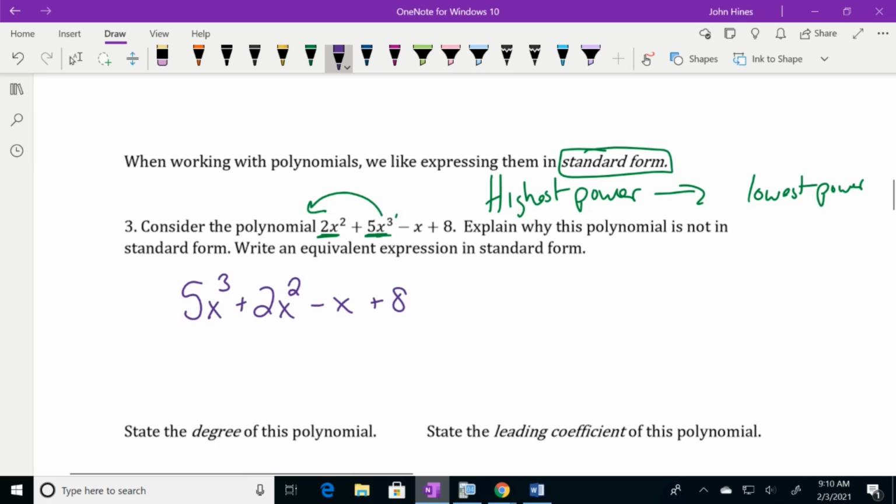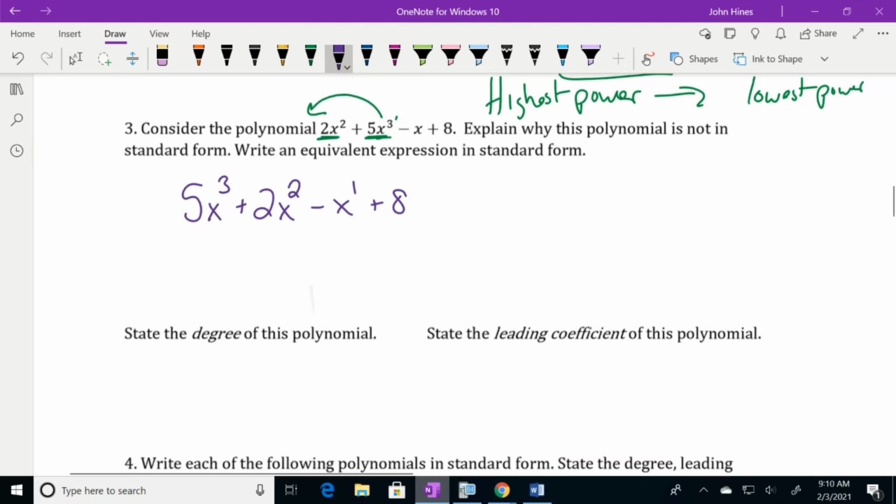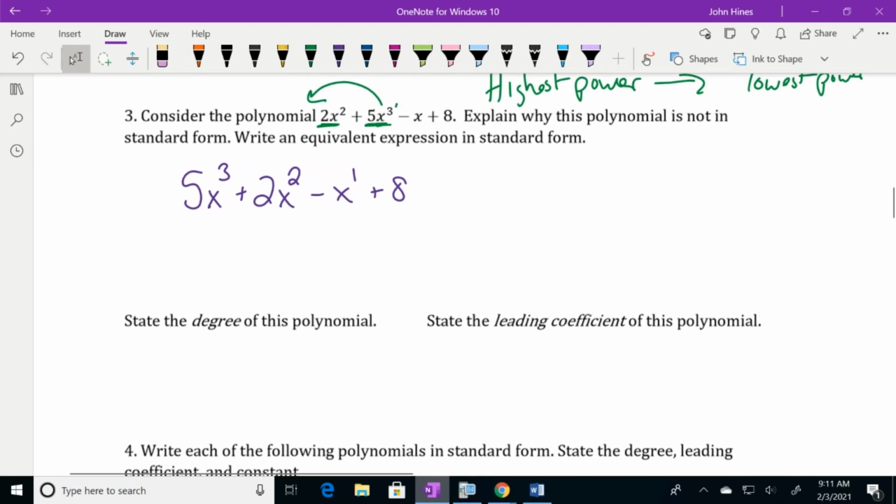This is the order our polynomials go in. X to the third, x to the second, plain old x, because that's x to the 1, and then the plain old number. I got a lot of vocab to talk about. The degree of a polynomial. This is a degree 3 polynomial. Why? It's the highest power. Whatever the highest power is, that is the degree. So here my biggest exponent is 3. This is a third degree polynomial.